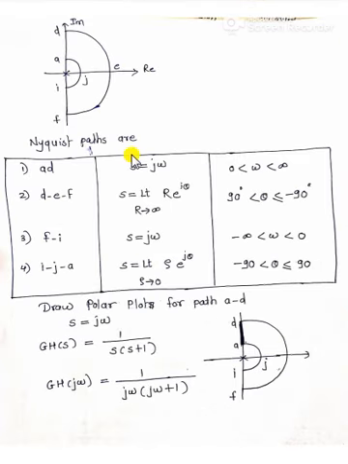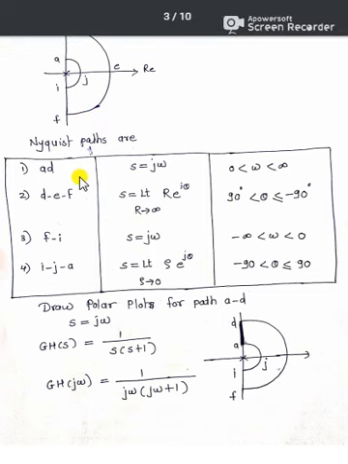So here the Nyquist path is A to D. The A to D path is lying on the imaginary axis, so the S value is j omega, and the omega value varies from 0 to infinity. Why infinity? Because inside this semicircle having radius rho tends to 0 value. That's why the omega varies from 0 to infinity.